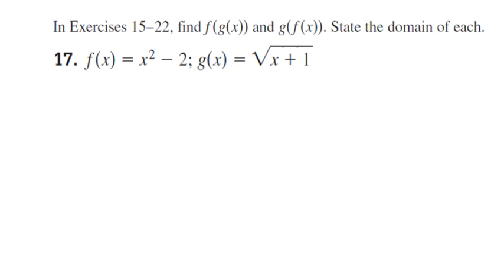Okay, problem number 17. Find f of g of x. This time we do have a restriction. What is our domain restriction? Well, we know that x plus 1 inside this radical has to be greater than or equal to 0. So we know that x has to be greater than or equal to -1. So that's going to be our domain.